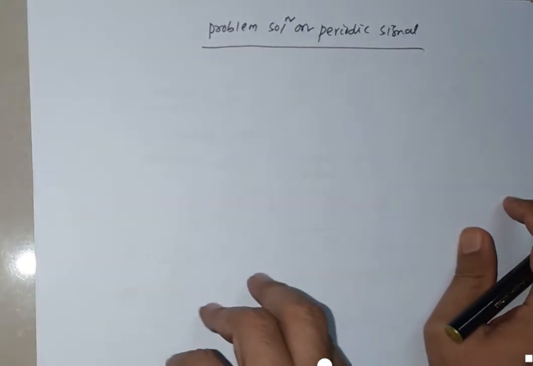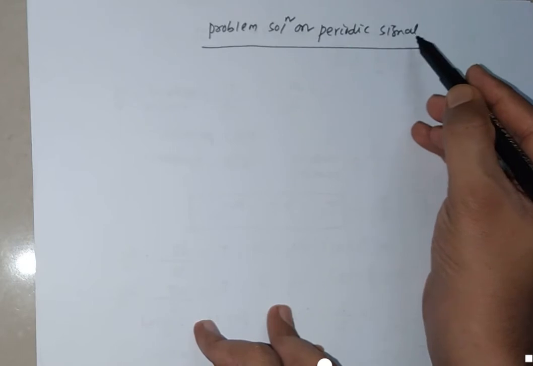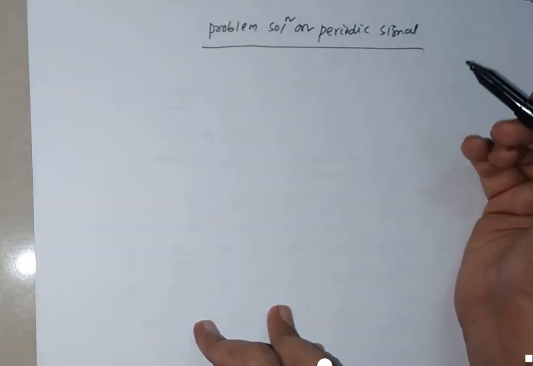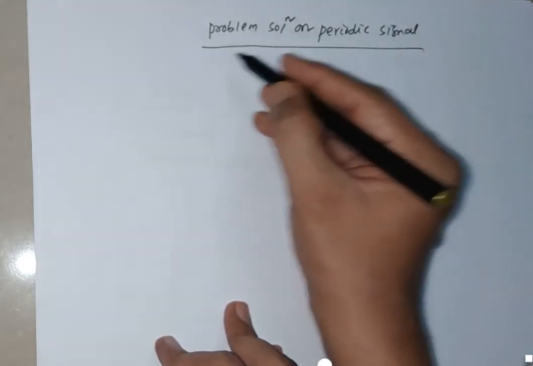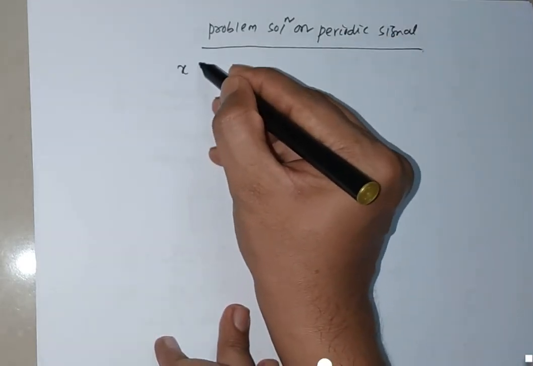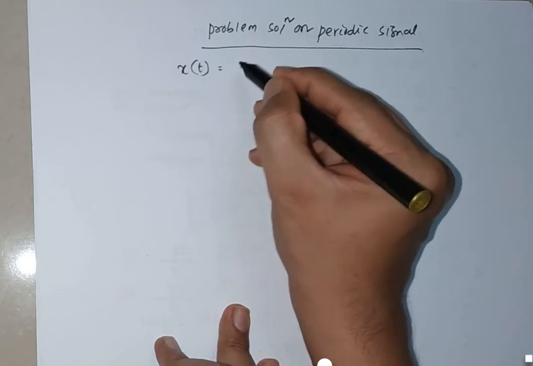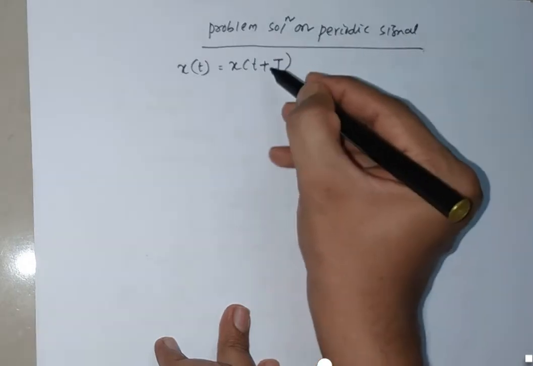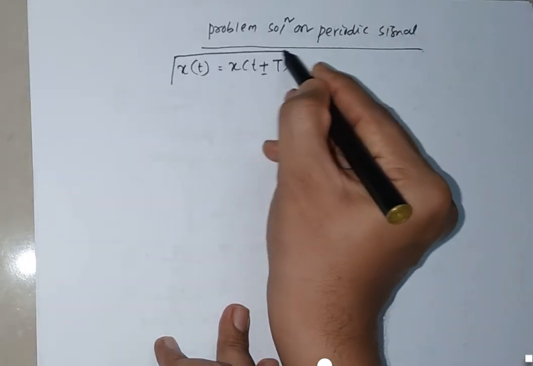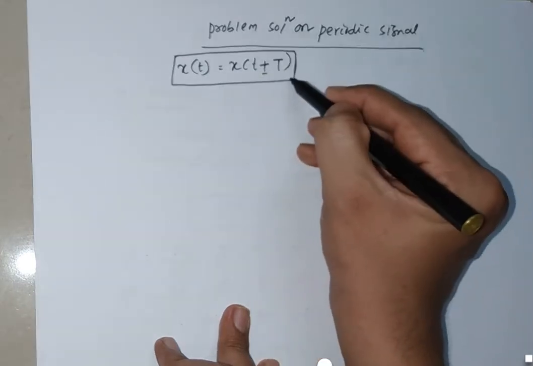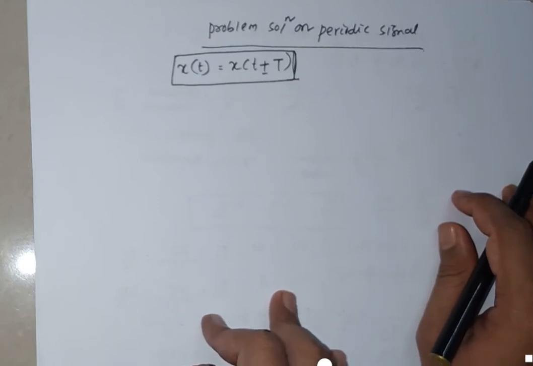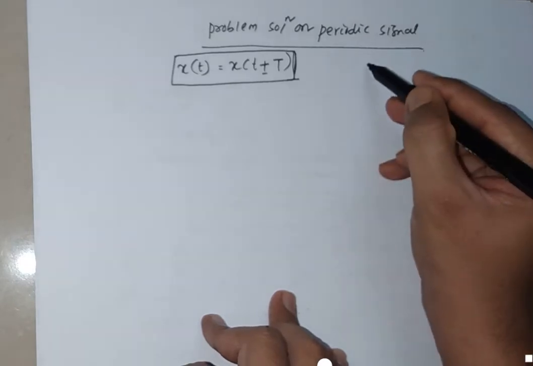Okay, today we'll discuss a problem solution on continuous time periodic signals. Clear? Now we'll take some problems. Before that, I want to recall what a periodic signal is. If a signal x(t) is periodic, then it must satisfy the equation x(t) = x(t + T), or x(t) = x(t ± T). Or, in a different way, if a signal repeats after a certain interval of time, then it is known as a periodic signal.